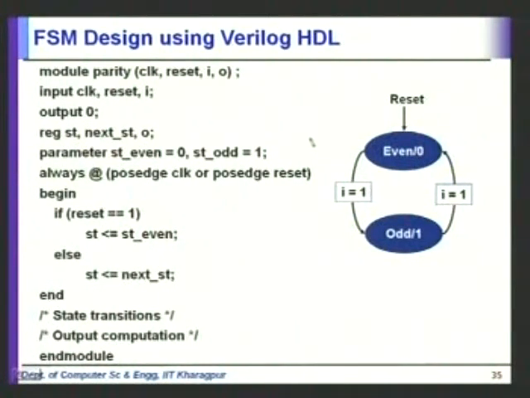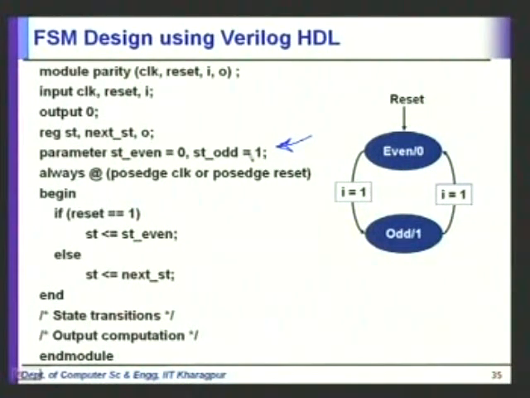We are using two parameters here. What is the use of parameters? Parameters are like variables which you will use in your program, in your description, but the value that it actually takes can be simply set here. So here, your definition of the state even is 0 and the definition of state odd is 1. That's the encoding of the state.